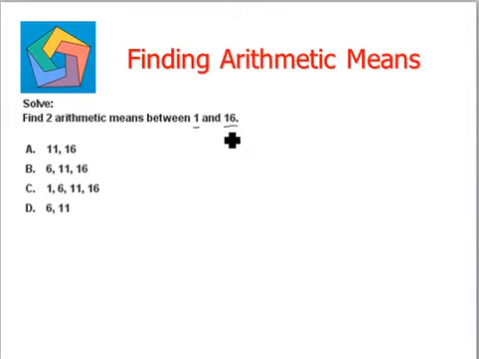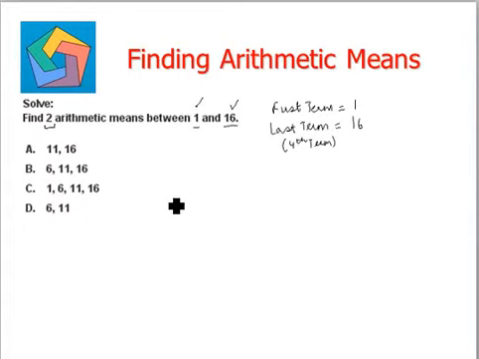Let's understand the procedure. The first term of the series is 1, while the last term is 16. In this case, this is the fourth term because there are four terms in the series. The first is 1, the last is 16, and 2 we have to find in between. Since it's an arithmetic series, let the common difference be D.